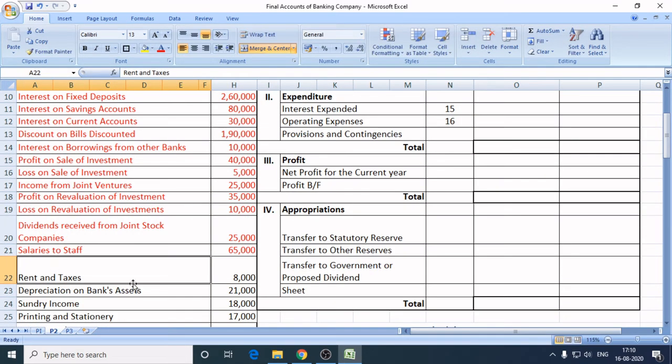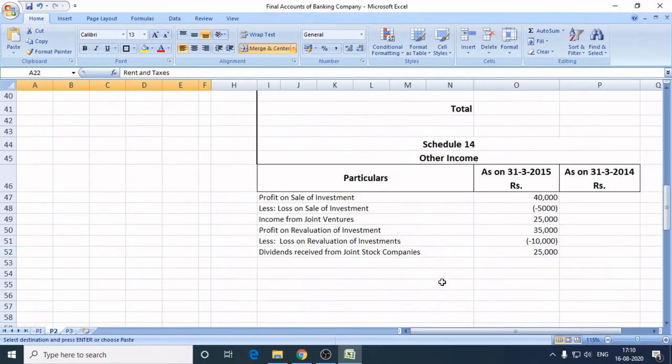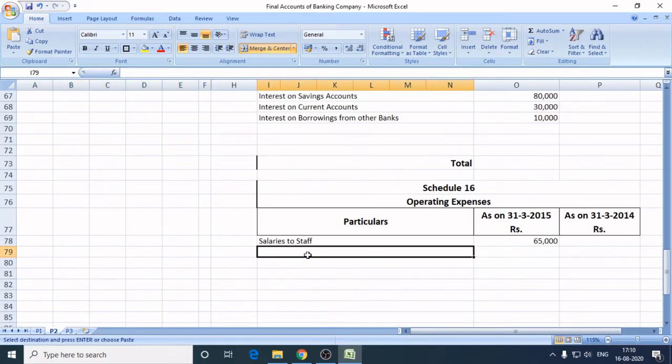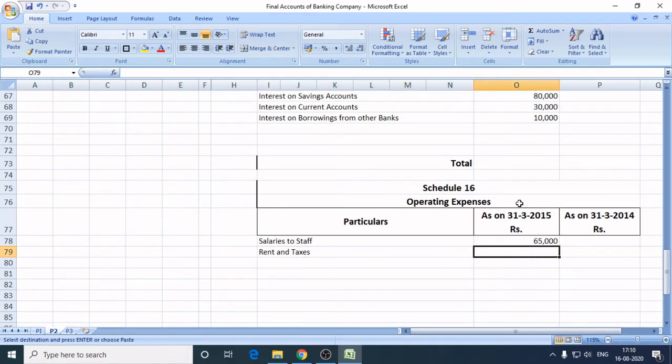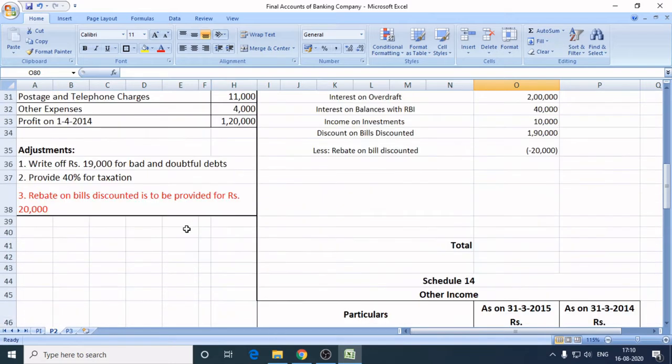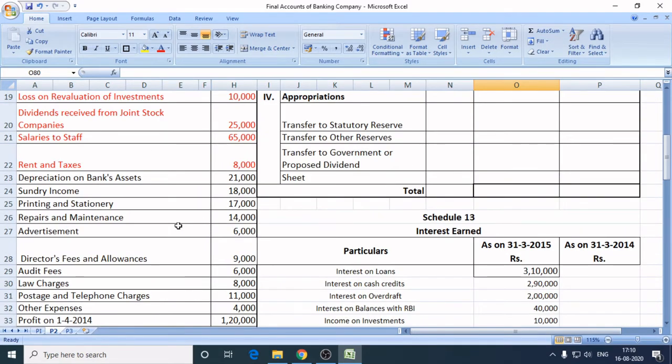Okay, now next here is rent and taxes. So it is also an expenditure of the bank. It will also go under schedule number 16. Amount is 8,000. I told you that we have to mention interest related expenses in schedule number 15, and other expenses will be mentioned in schedule number 16. Interest related in schedule number 15, that is interest expended, and for other expenditure, the schedule is operating expenses.